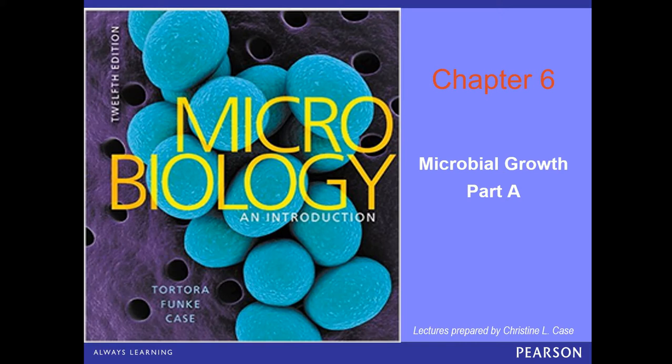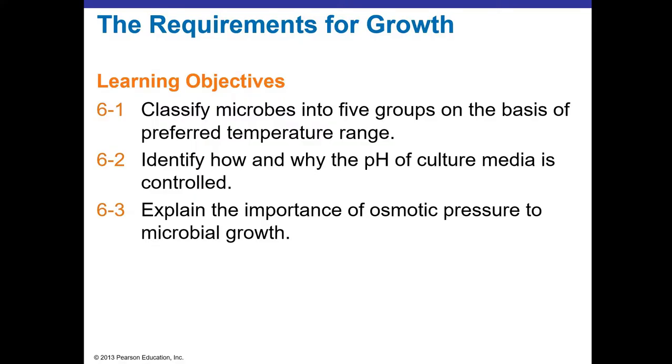Chapter 6 is on microbial growth, and this is part A of this chapter. We're going to talk about the requirements for growth. We're going to look at temperature and pH and osmotic pressure and see how these influence the bacterial cell.